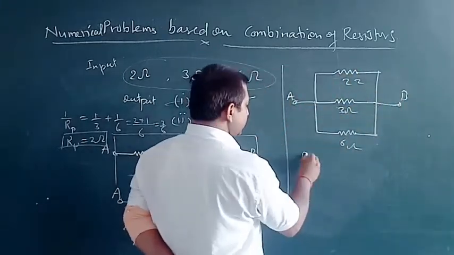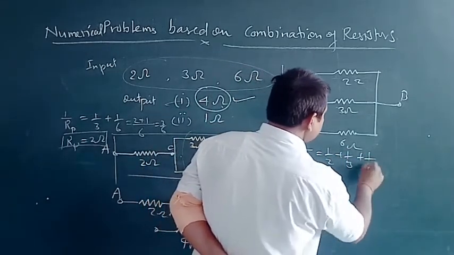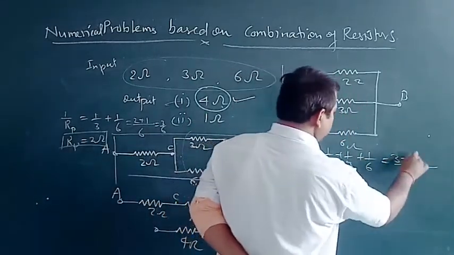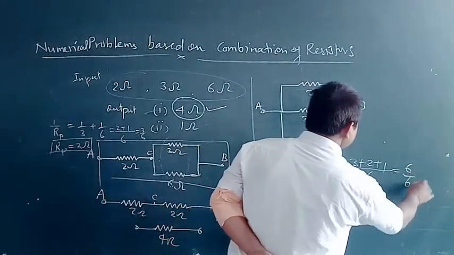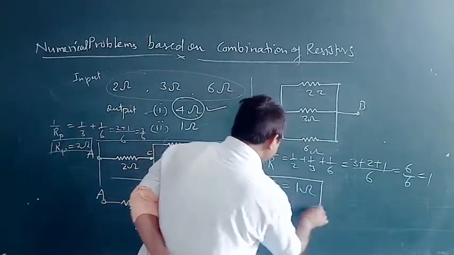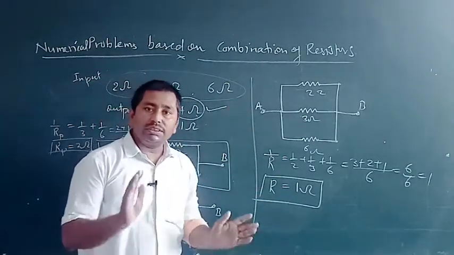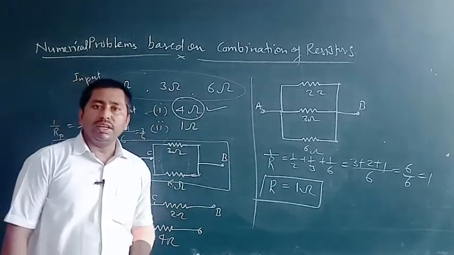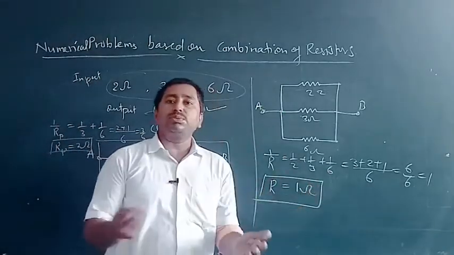So for the equivalent resistance, 1 upon R is equal to 1 upon 2 plus 1 upon 3 plus 1 upon 6. From here we get 3 plus 2 plus 1 over 6, it means 6 by 6, which is equal to 1. So R equivalent is equal to 1 ohm. It means when we take the three resistors of 2 ohm, 3 ohm and 6 ohm, after parallel combination of these resistors we obtain the equivalent as 1 ohm.